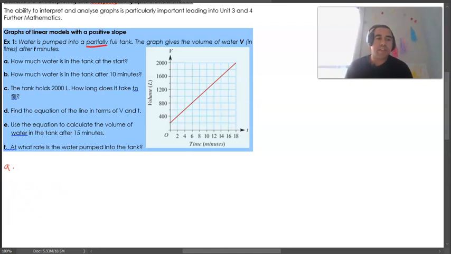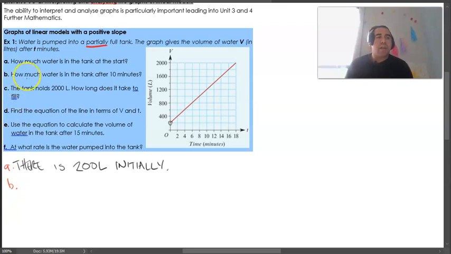So the first part, A, how much water is in the tank at the start? We can see here that at the initial time, this graph is reading up by each square or each section 200 liters, 200, 400, 600, 800, etc. So at this initial point here, we can see that this graph is at 200 liters. So how much water is in the tank at the start? There is 200 liters at the start.